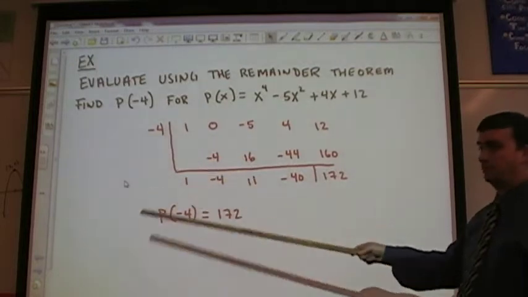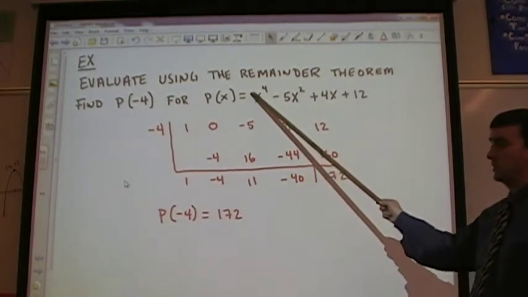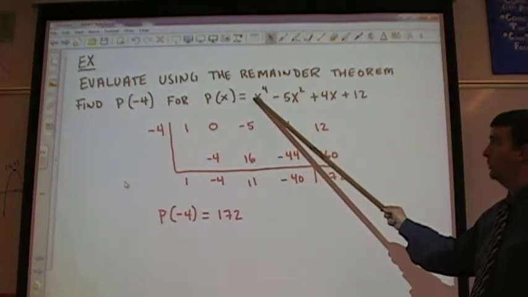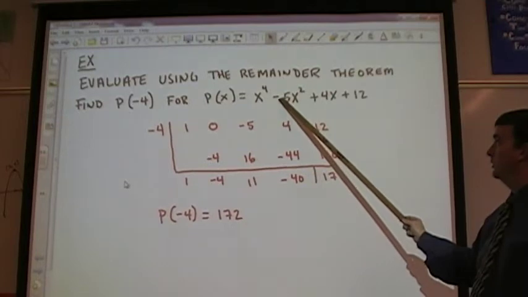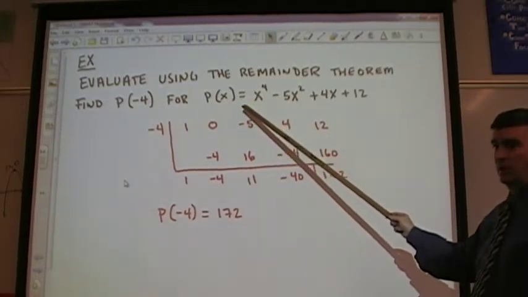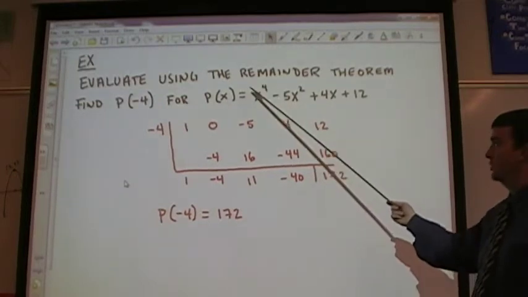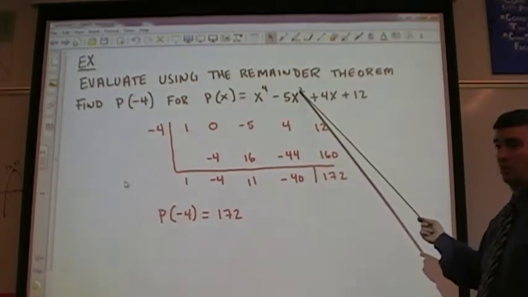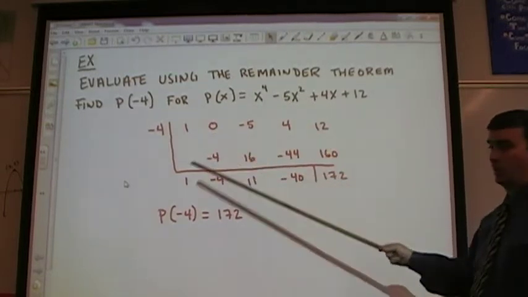Where'd you get the 1 from at the top? 1 is your leading coefficient. Then where'd you get the 0 from? There's not an x to the third. That goes back to what I just said, you have to include all missing terms. There's not an x cubed here. You jump from x to the fourth to x squared. You're missing x cubed in between these two. So you have to put a 0 in for it.